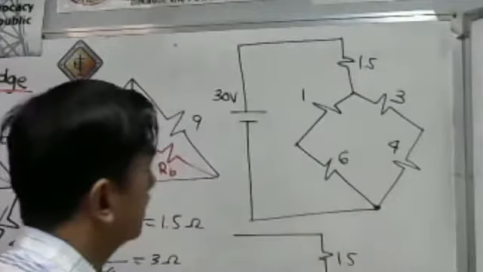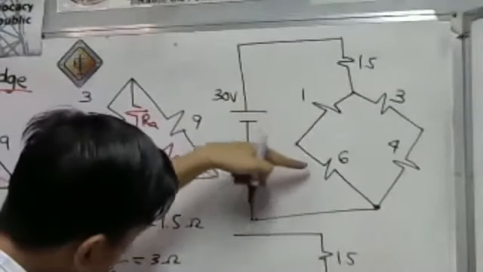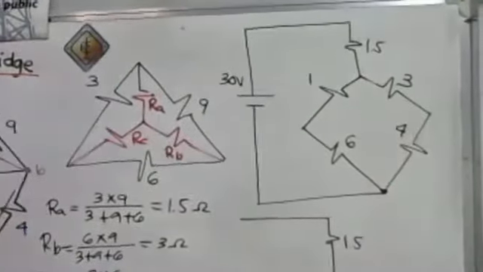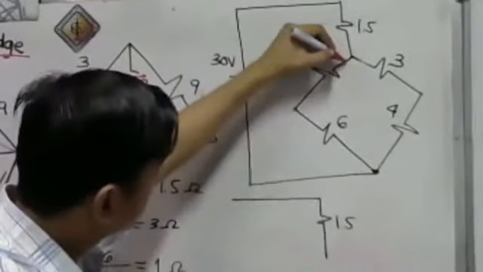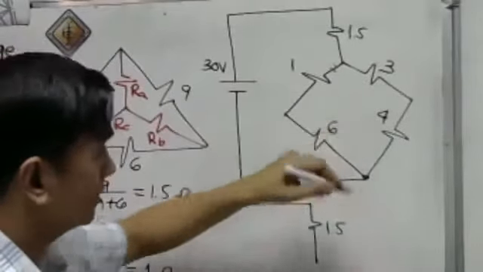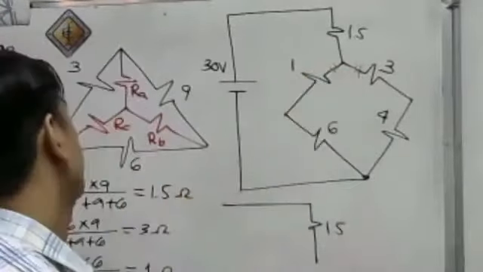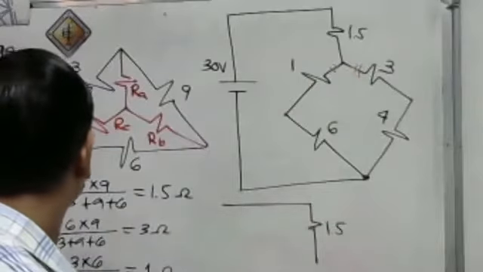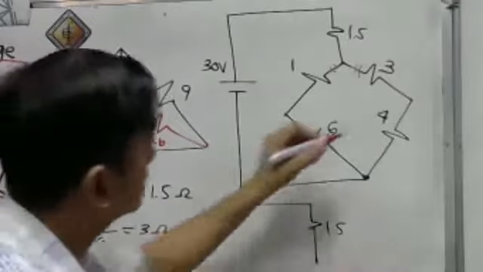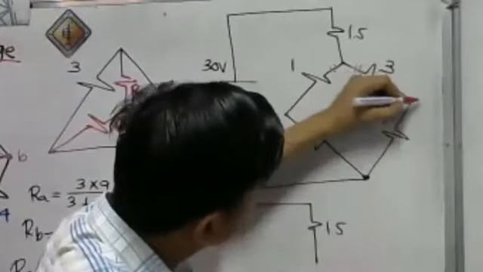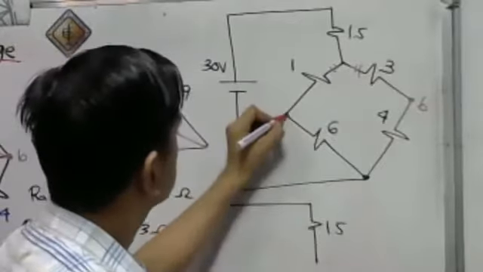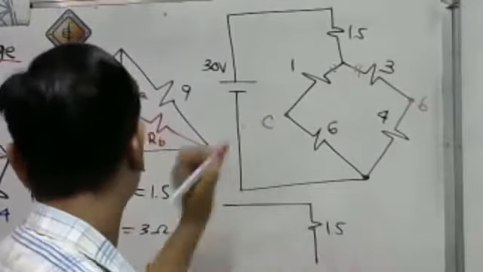And then, the two series connected resistors, they are connected in parallel to each other, right? So, 1 plus 6, that is 7. 3 plus 4, that's also 7. There you are. Okay? So, we may say that this is point B. Take a look here. This is our point B. This is our point C. That is our point C. Okay?